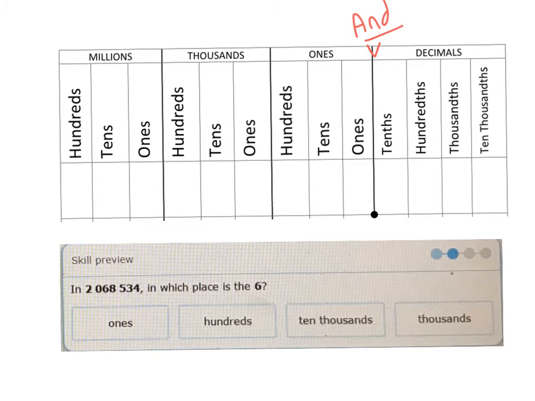So our question says, in 2,068,534, which place is the 6 in? So the easiest way to go about this is to write our number into our place value chart and then figure out which column the 6 is in.